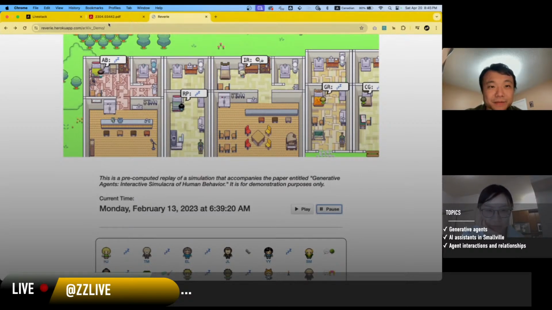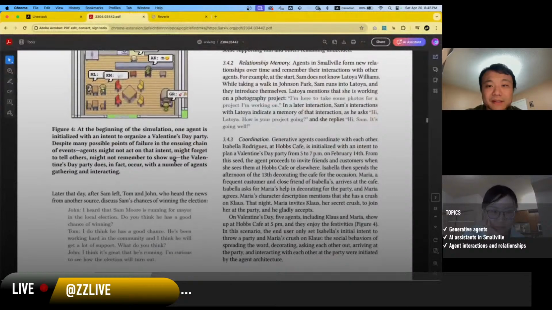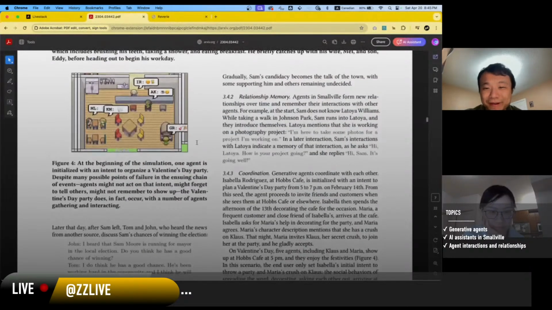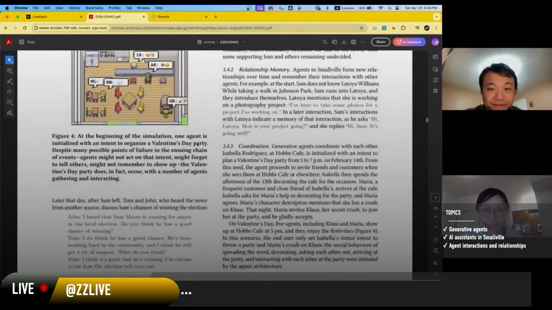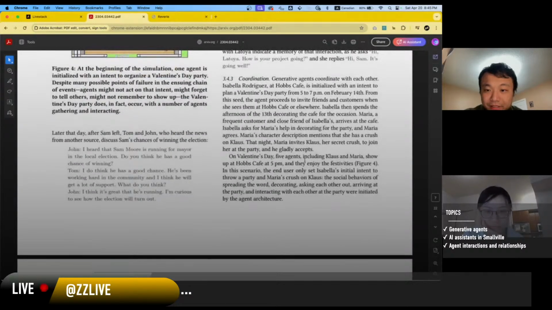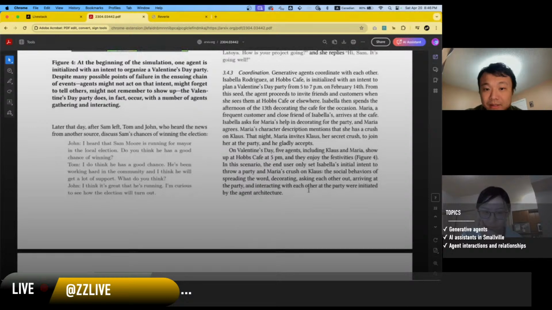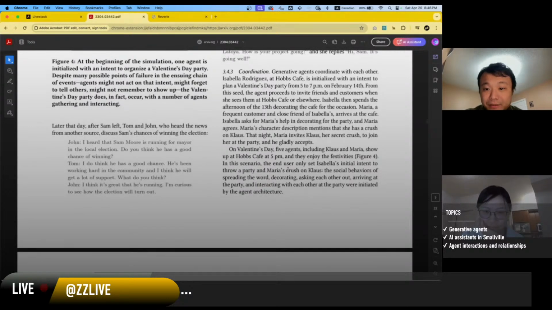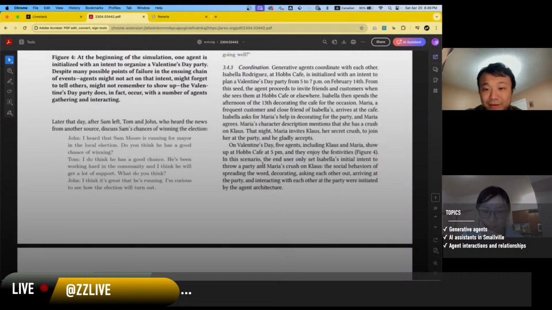Okay, let's keep reading the paper. Oh, I mean, should we keep reading the paper? That's what I mean. Yeah. Okay. 5 agents on Valentine's Day. 5 agents, including Klaus and Maria, show up at Hobbs Cafe at 5, and they enjoy the festivities. In this scenario, the end user only set Isabella's initial intent to throw a party, and Maria's crush on Klaus.